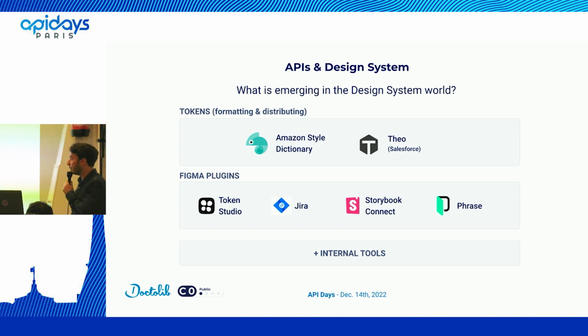And about Figma plugins, recently Token Studio also is a token manager inside Figma. Soon Figma will release something about tokens. It's on their roadmap. Jira also has released a plugin to link Figma, to synchronize your Figma to a Jira ticket. So it's really cool to see directly in Figma what is happening on Jira. Same for Storybook Connect. You can play directly in Figma and see a story that is on Storybook.